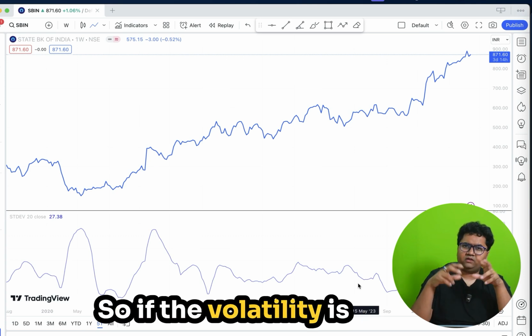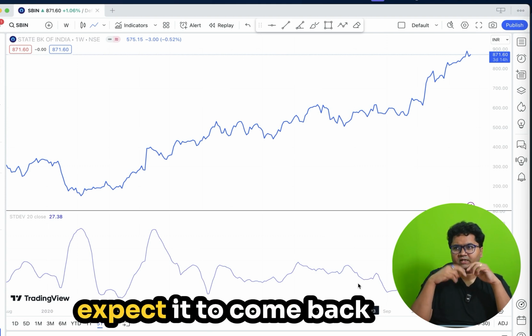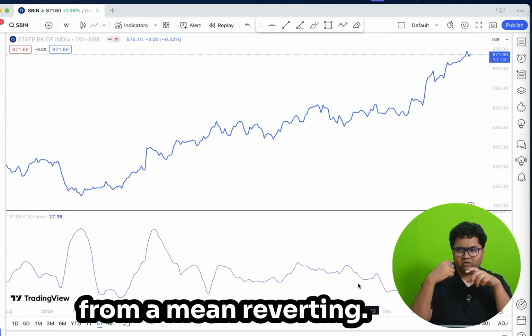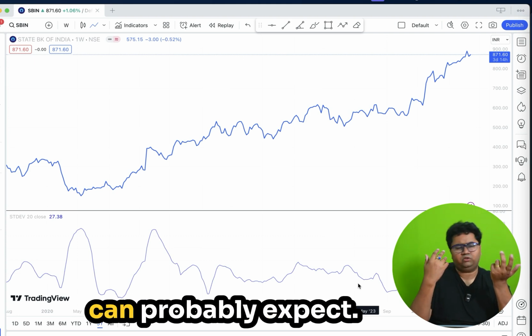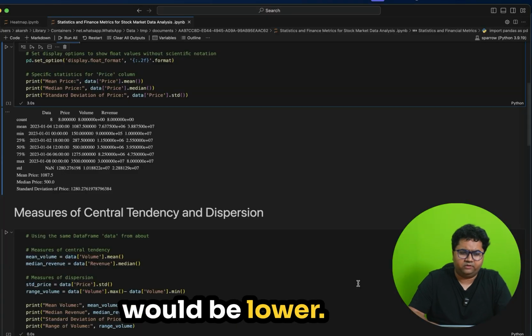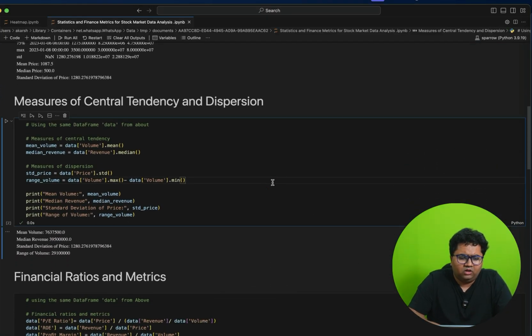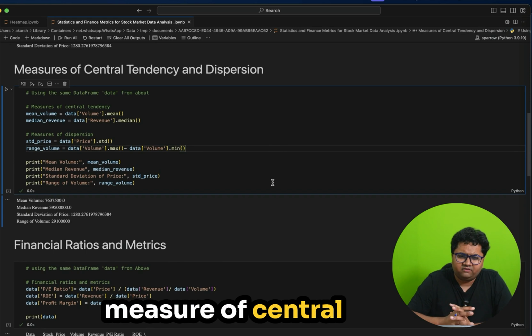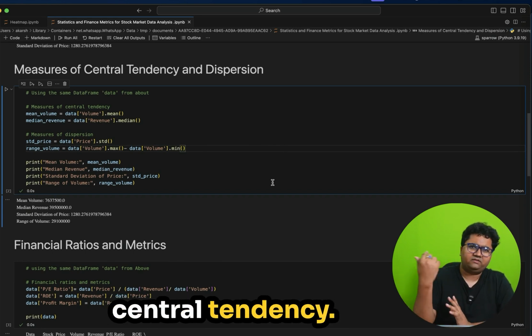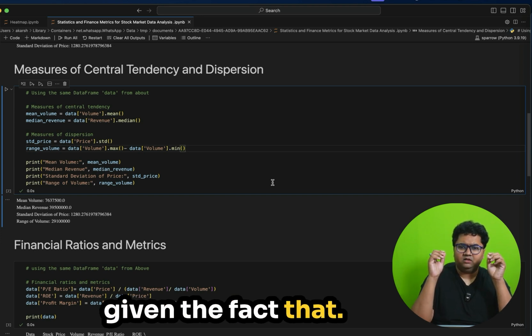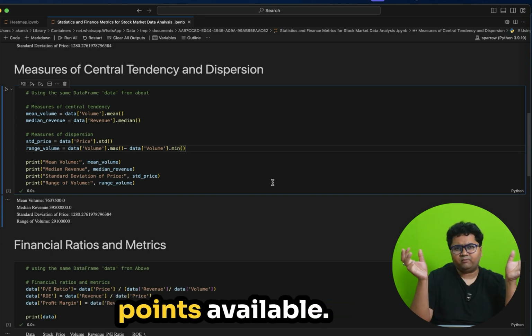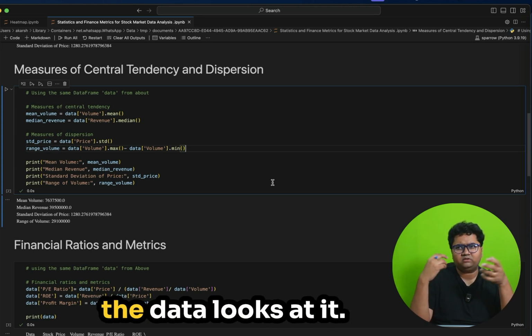So if the volatility is very high, you should expect it to come back to mean. Again, talking from a mean reverting approach. If it is very low, you can probably expect that the returns would be lower, right? So there are some measures of central tendency. Why are they called central tendency? Given the shape of the data, given the fact that there's a lot of data points available, it just tells you how the data looks.